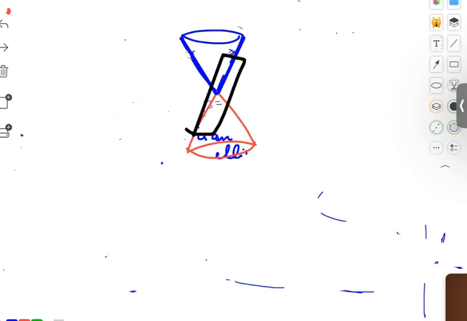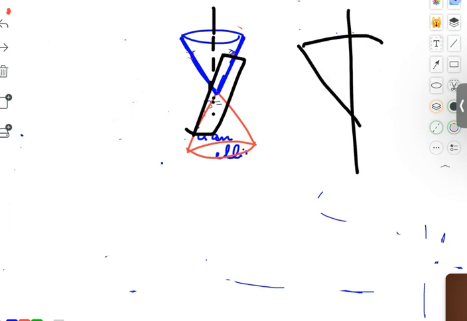Sir, even if it's perpendicular, it can cut both, right? Perpendicular to the axis? Imagine, this is your axis. This is our conical thing. So perpendicular means this is the perpendicular surface, isn't it?